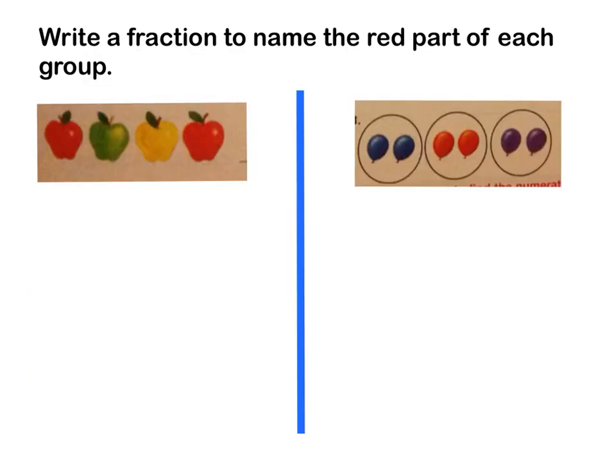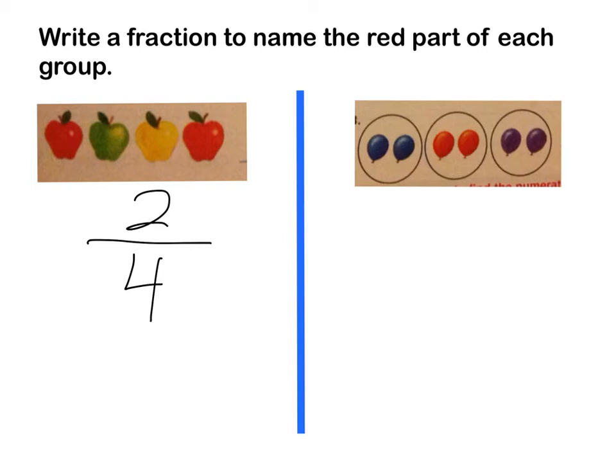Let's try these together. Write a fraction to name the red part of each group. Taking a look at these apples, there are a total of 4 apples. 1, 2, 3, 4. Out of the 4 apples, I see that 2 apples, 1, 2, are red. So 2 is my numerator. There are 2 out of 4 apples that are red.